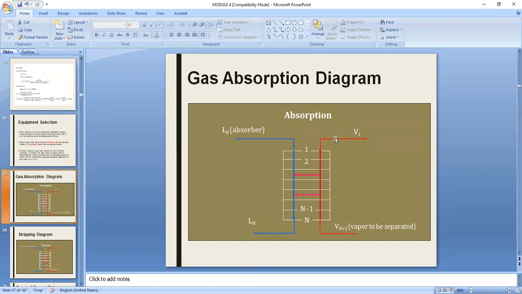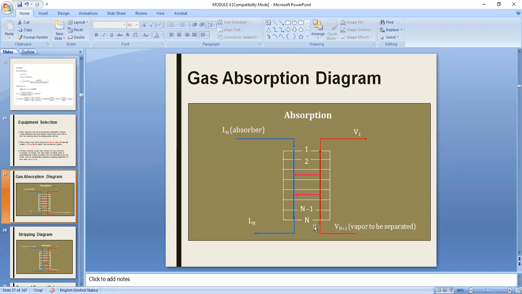So since this is coming from stage 1, this is V1. Since this is coming from stage N, this is L1. Since this is to be introduced on stage N or plate N, then this vapor or this feed gas mixture is coming from stage N plus 1. So that's how John Couples labels it. This is your solvent coming from stage 0 because it's being fed to stage 1.